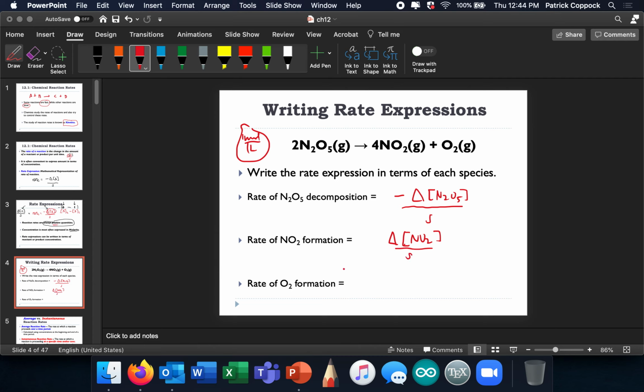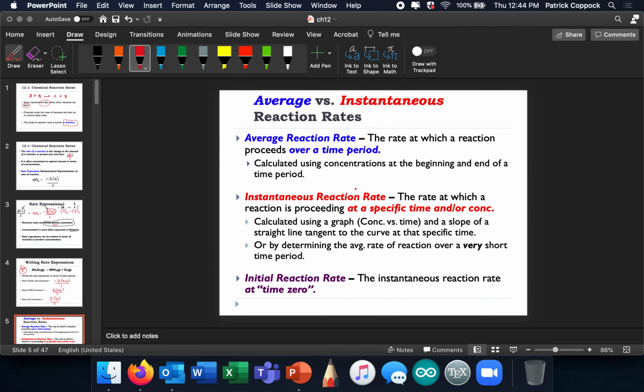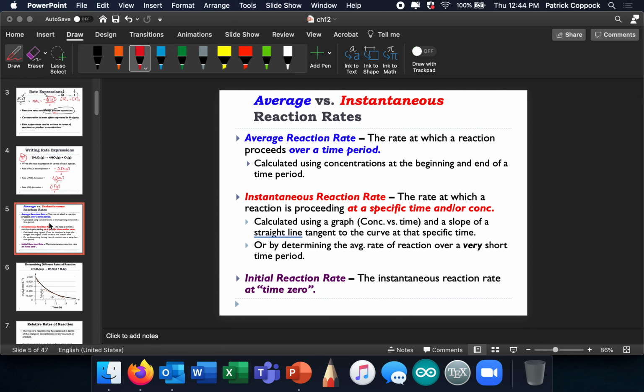Or the rate of oxygen formation could be delta, the concentration of oxygen per second, right? Okay. Now, just a second here. Okay. So the average reaction rate is the rate at which a reaction occurs over a particular time period, right?